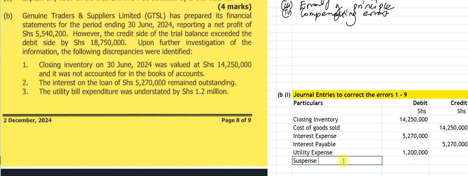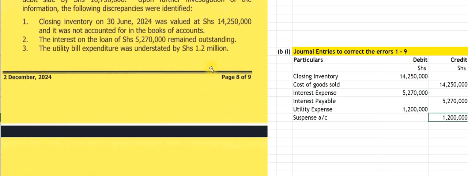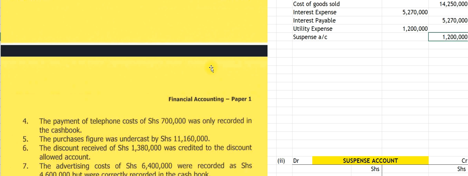Credit suspense account by the same amount, so 1.2. That is error number 3. Then we move to error number 4.